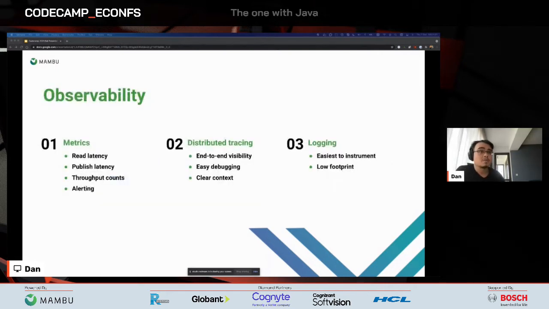One more aspect we can also look over is observability. Of course, in the end, we want to run our service in production. It's important to know how it behaves. We can build metrics, distributed tracing, or even logging in order to understand how our application is running. We can look at things like processing speeds, throughput counts, and building alerts in order to understand if anything might go wrong.